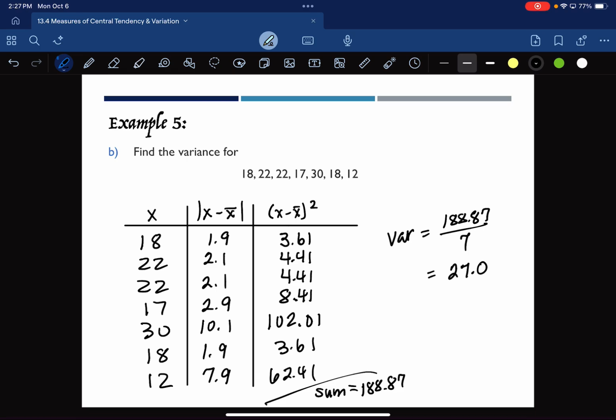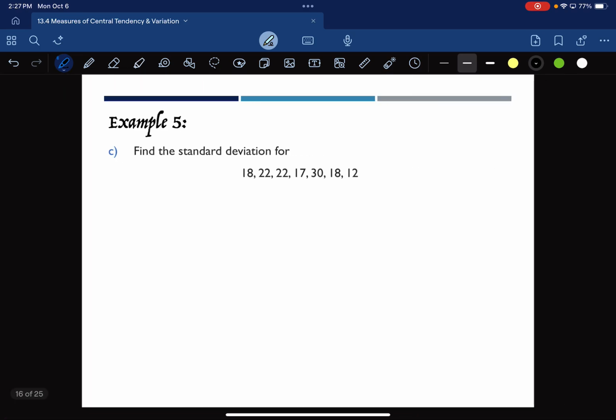Notice that's nowhere close to the mean absolute deviation. But the reason is because the mean absolute deviation corresponds to the standard deviation, right? Those are values that are going to be close. And all I have to do to find the standard deviation is to take the square root of that 27. So what is the square root of 27? With 1 decimal will be good. Thank you, 5.2. So that is our standard deviation.